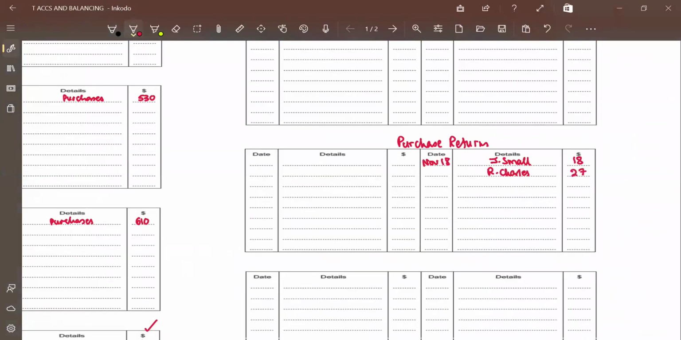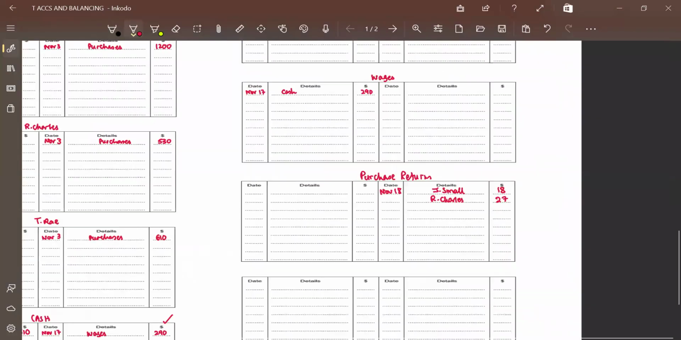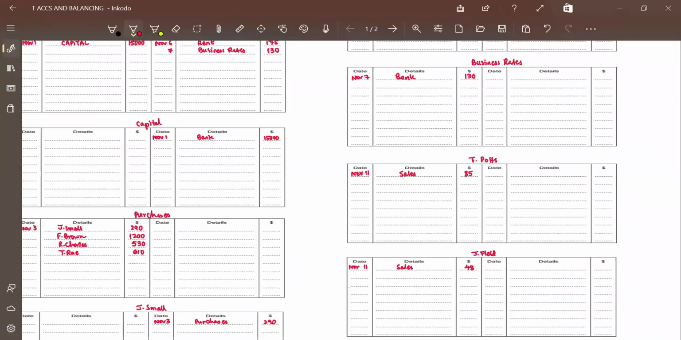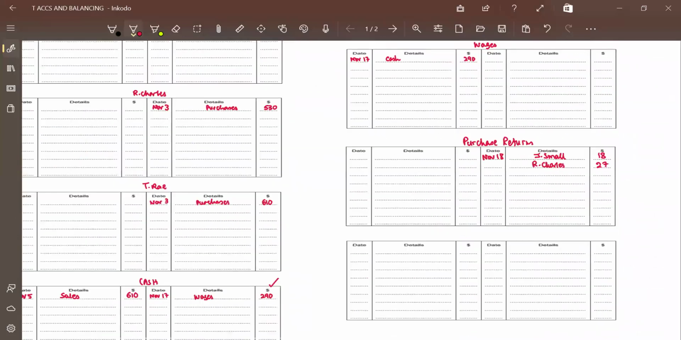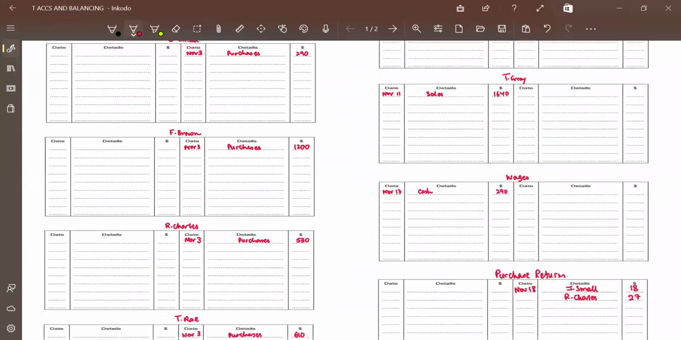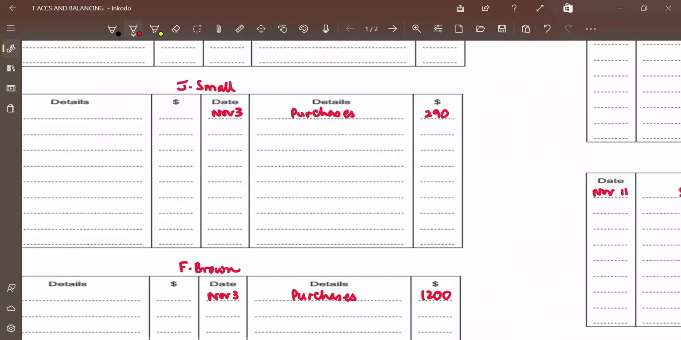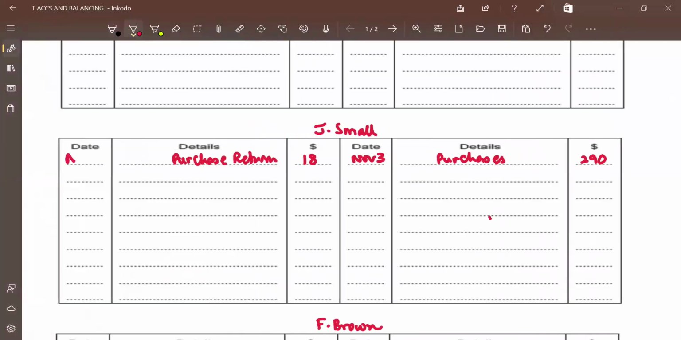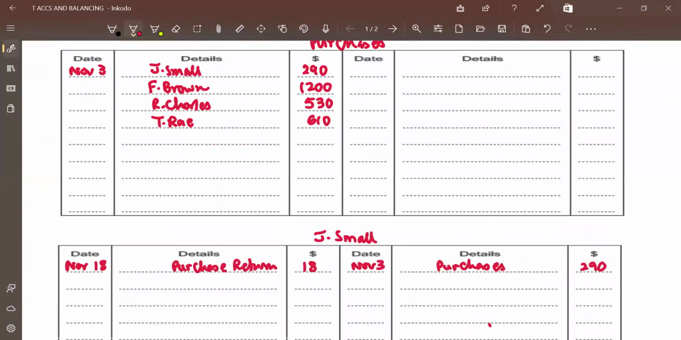Now you have to adjust the T account for J Small and R Charles as well. So I will go to J Small. The T account for J Small is here. You had to pay him $290, but you've returned goods worth $18. The cross reference is purchase returns, and the date would be November 18th. Okay. Now you'll have to go to another T account.